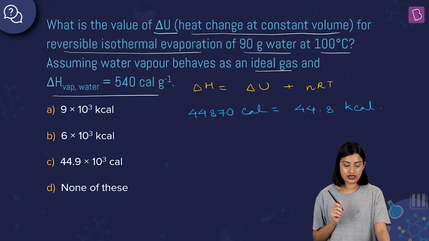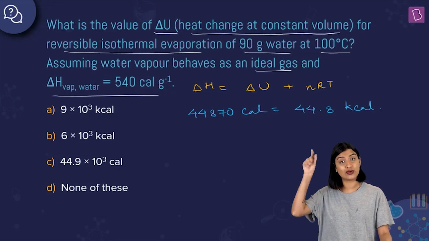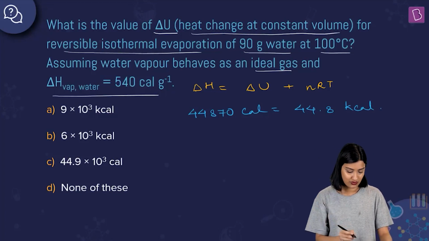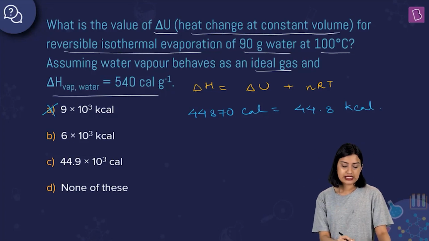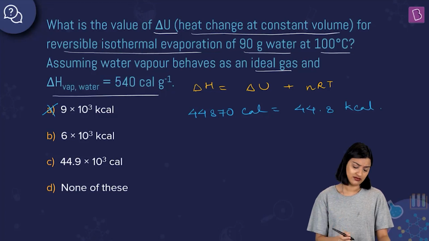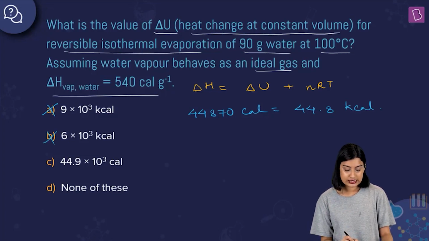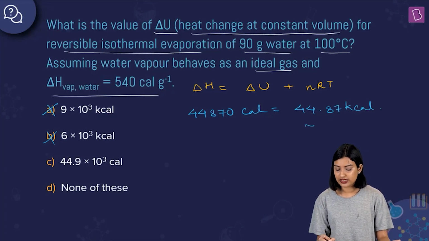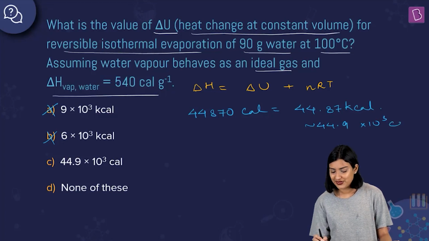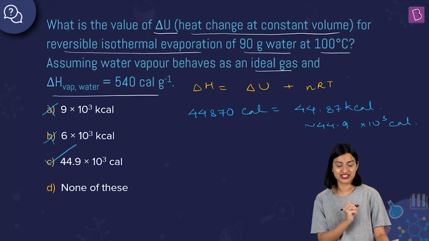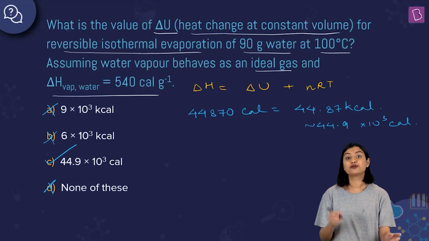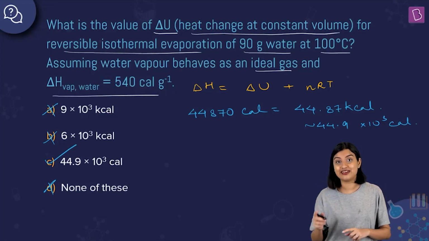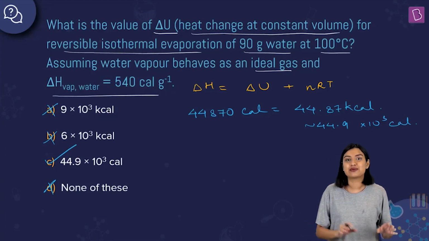Option A is saying 9 into 10 to the power of 3 kilocalories, so 9 megacalories. No, not correct. Option B, 6 into 10 to the power of 3 kilocalories, same again, not possible. Option C is saying 44.9 into 10 to the power of 3 calories. We got 44.8 kilocalories and 87, so of course I can approximate this to 44.9 into 10 to the power of 3. Yes, absolutely, option C is matching. Option D, none of these, is not applicable. So option C, 44.9 into 10 to the power of 3 calories or 44.9 kilocalories, is going to be the right answer to this question.